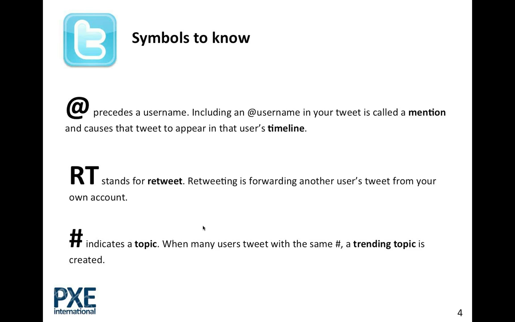And the last one that's very useful to know is the hashtag. This indicates a topic. If you post a tweet, and you include a hashtag with a word after it, it will come up as a link, and you can see if other people have used that same link in their tweet. And if many users tweet with the same hashtag, a trending topic is created. I will show you what that means right now.